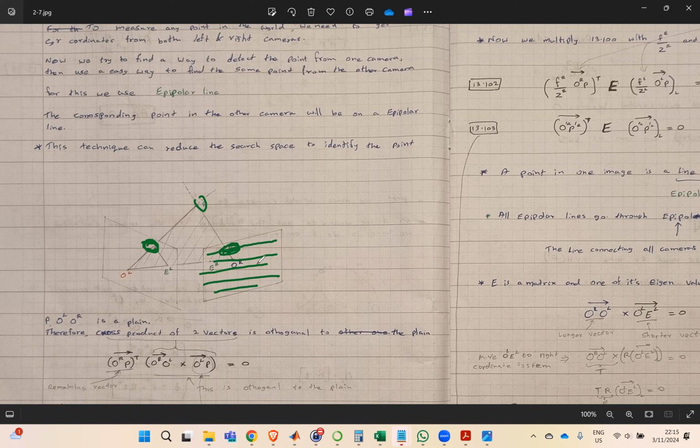But this search space is big since it's a 2D image. With the epipolar theory, for one particular point in the other domain, we get an epipolar line like this. So we don't have to search everywhere. We just need to search only on this particular line, and we cut down our 2D search space by one dimension. And this is the main idea.